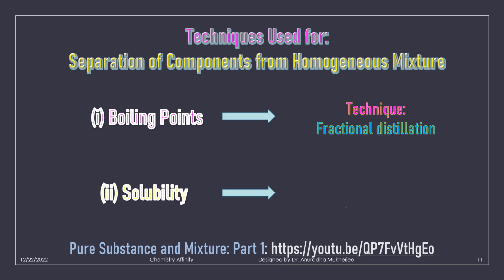So when two components present in a mixture have a boiling point difference, usually it should be a 20 degrees Celsius difference, then we can use a technique called fractional distillation to separate the components from the homogeneous mixture. And if there is a solubility difference, then we can also separate the mixture using a technique called the crystallization process.